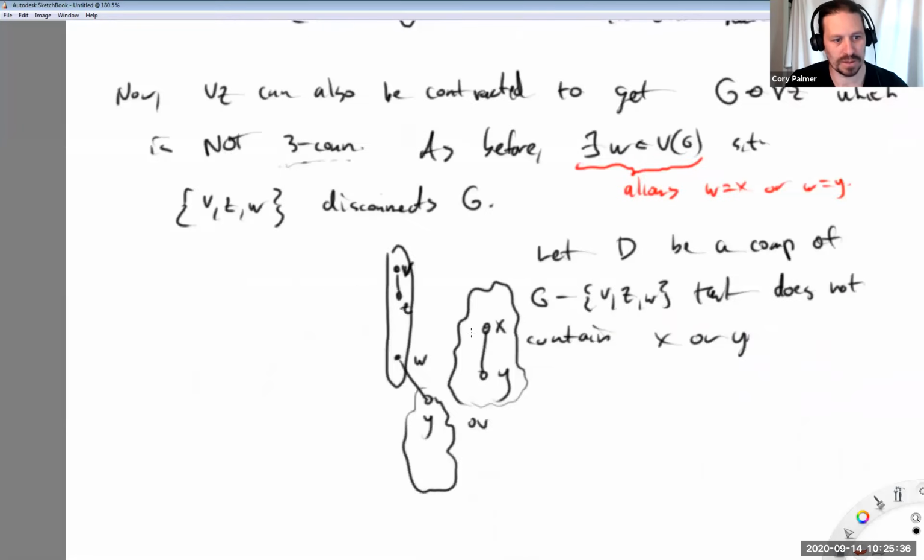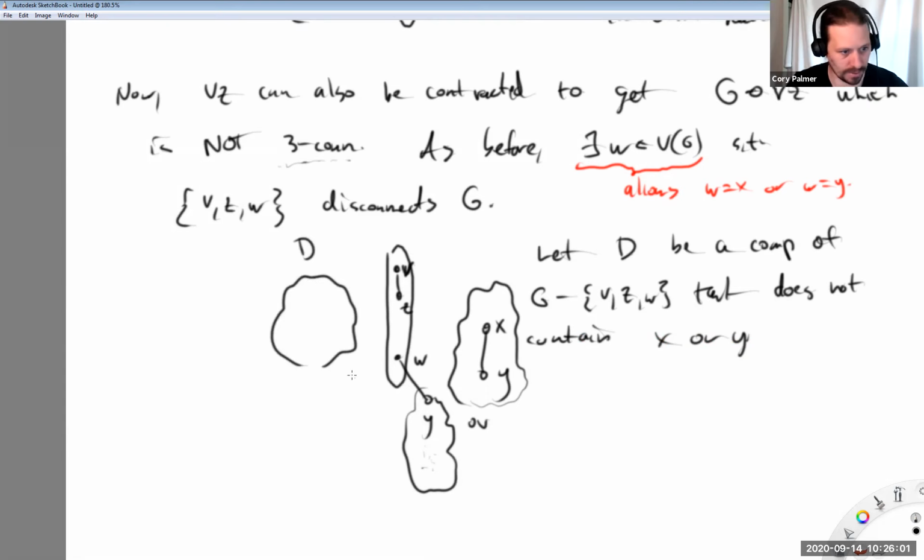Okay, so either x and y are together in a component, or x or y is in a component, not by itself, but there might be other stuff in here. But this is when w equals x. You can have one of these two scenarios. I don't care about either of these though. I want D to be a component that doesn't have x or y. So there's some other component. I'll write it over here, D. That's what I care about, that D there, okay?